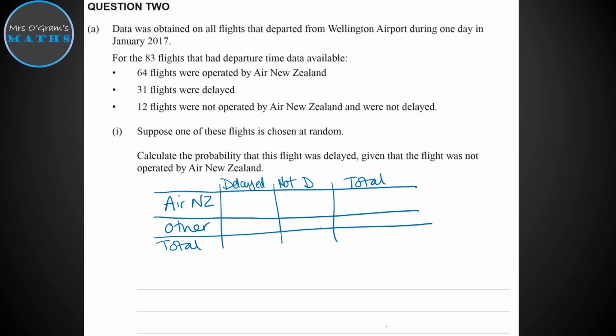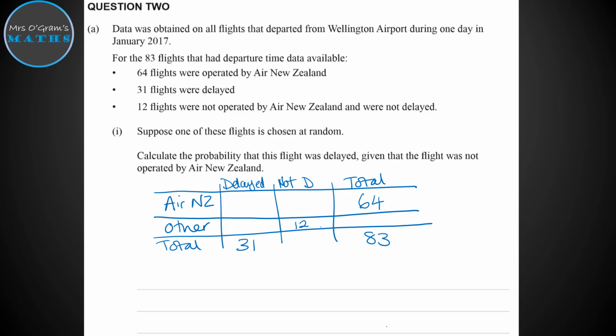So we're going to look at they are either with Air New Zealand or another carrier, or that they're delayed or not delayed. So we are told there are 83 in total altogether. 64 were by Air New Zealand, 31 were delayed, and 12 flights that weren't operated by Air New Zealand were not delayed. So that's other and not delayed. So that's 12 in there.